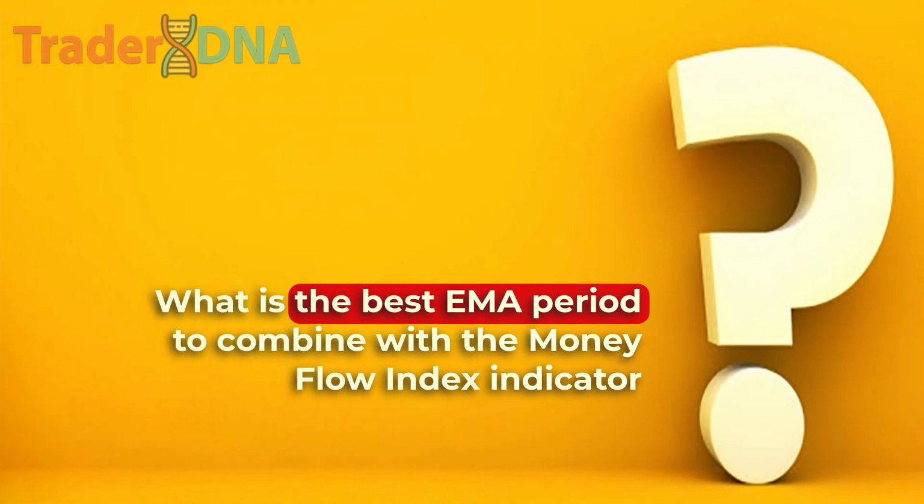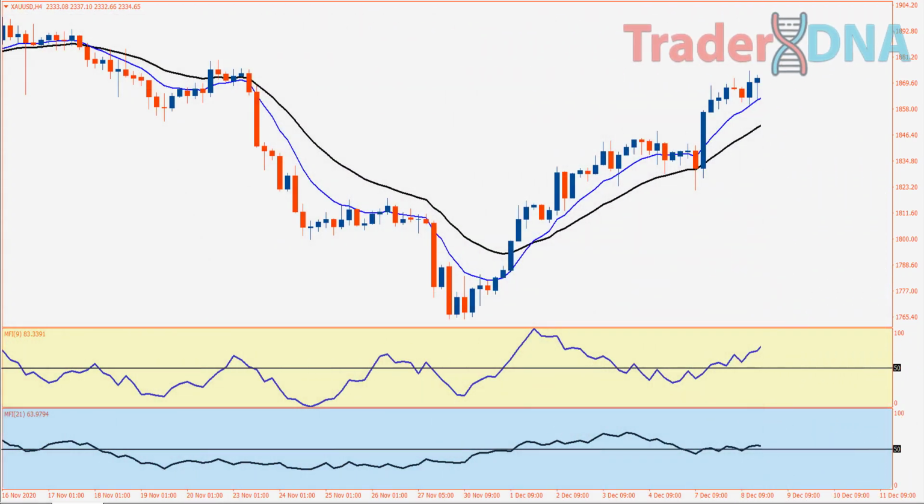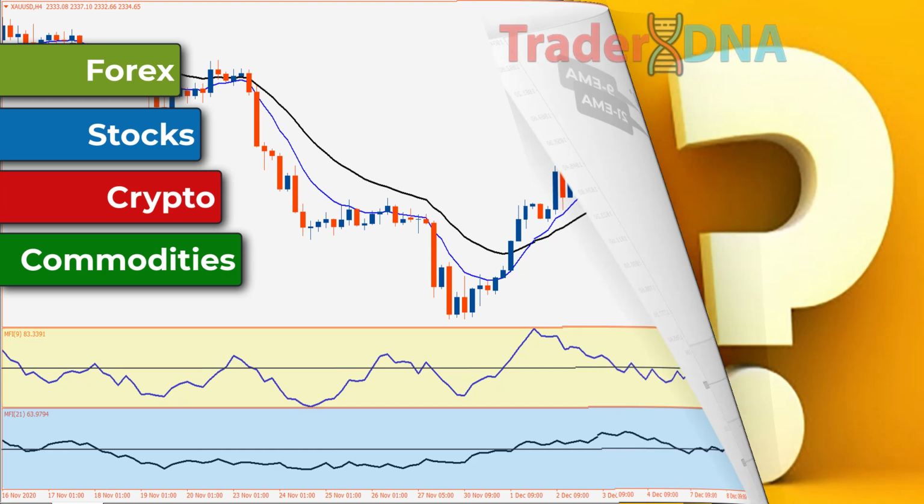Now, what is the best EMA period to combine with the Money Flow Index indicator? Moving averages are among the most effective indicators in the financial markets. They are widely used for analyzing various financial instruments such as forex, stocks, crypto, and commodities. The Exponential Moving Average, EMA, is a type of moving average that provides reliable results in identifying trends. In particular, combining the EMA with the Money Flow Index indicator has shown effective results. Among the various EMA periods, the 9-period and 21-period EMAs are considered optimal for this combination.